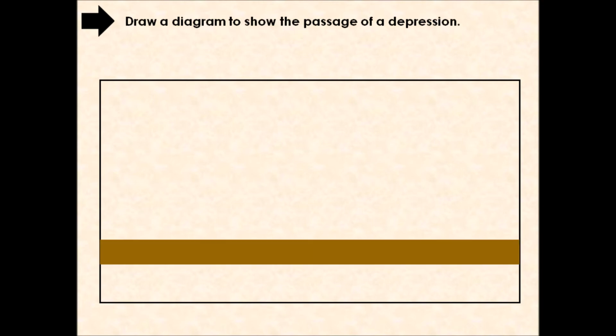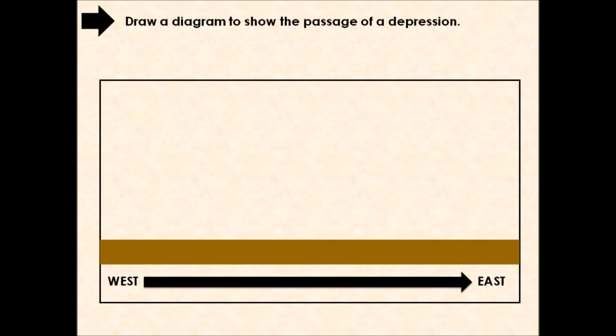So again, if you're working on the worksheets, you've got a box that's been provided, and now we're going to add in a nice little diagram here. So we're going to start off with the ground, the Earth's surface, okay? And we know that a depression, an area of low pressure, moves from a west to an easterly direction. So we need to show that movement there on our diagram.